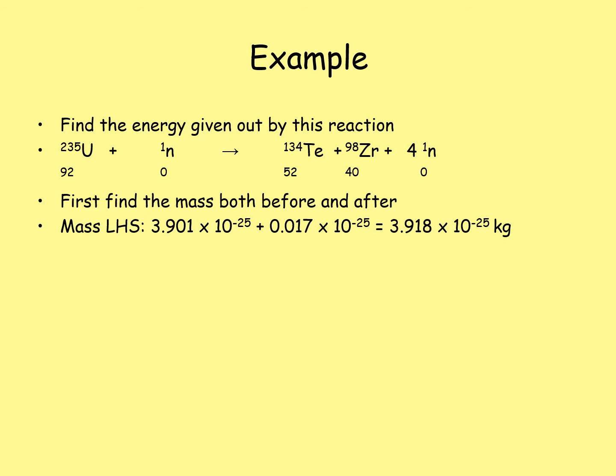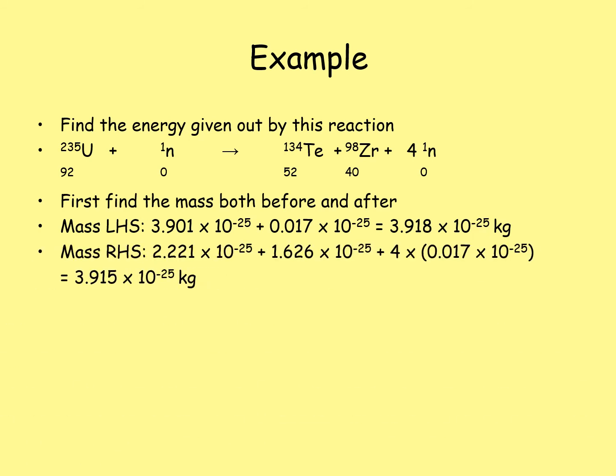A word of caution here, do not round your answers. The only rounding that should occur is when we have the final calculation of energy at the end. The mass of the right-hand side takes into account the mass of the beryllium, the zirconium, but also 4 neutrons. So you must remember to multiply the mass of the neutrons in this example by 4. It's useful to use brackets at this stage. This gives us a value of 3.915 times 10 to the negative 25.